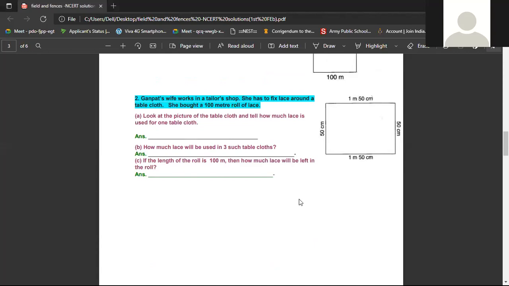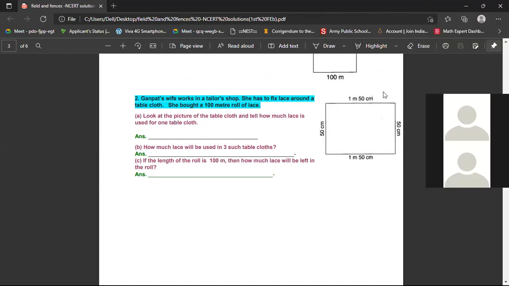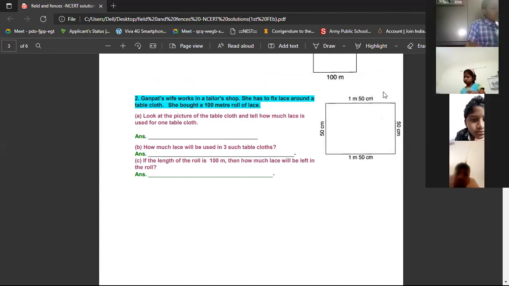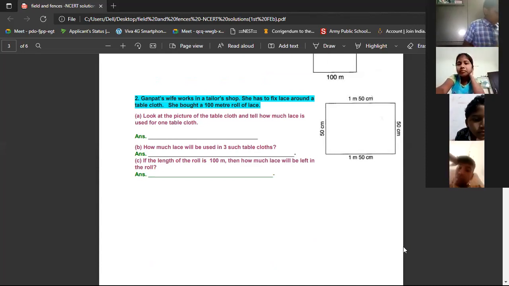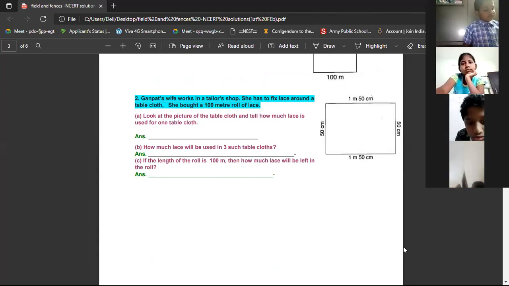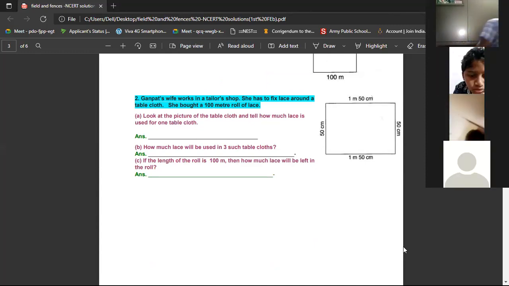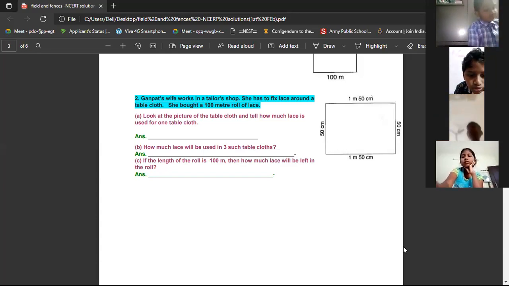Now, the second question is also there. There are 3 questions in the second one. I will ask one by one. Don't shout. So that question is, Ganpat's wife works in a tailor's shop. Three questions are here. We have to answer one by one carefully. I will ask, all will get the chance. Don't worry. Don't shout at a time. That will disturb the class.